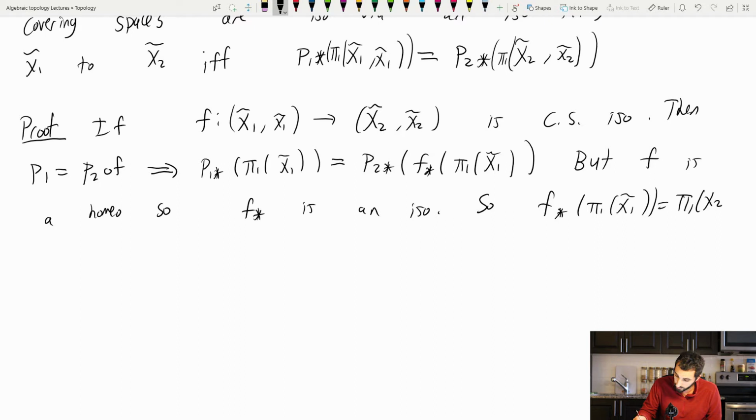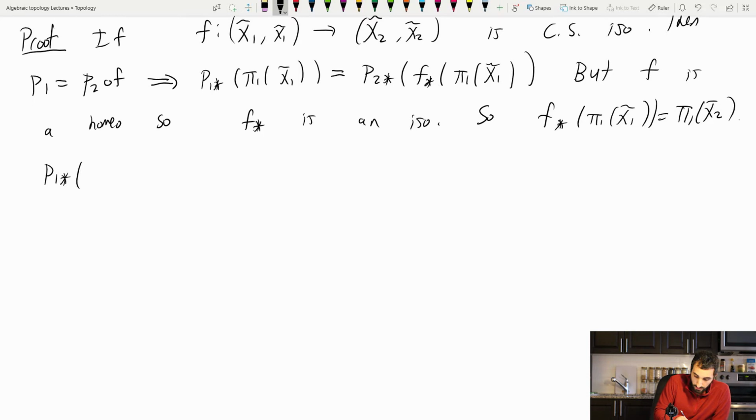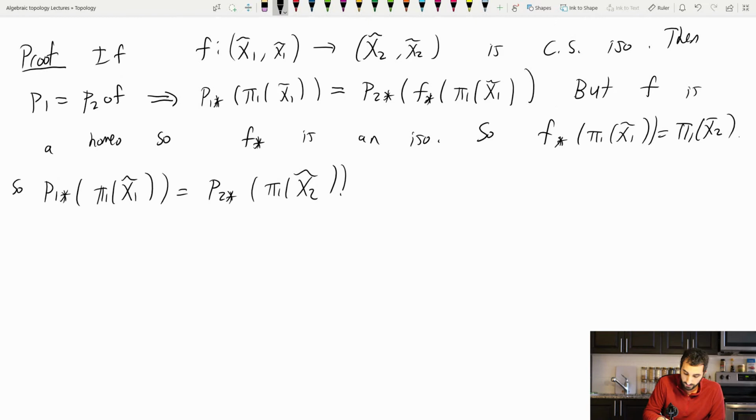And so, p1 star of pi1 of x1 twiddle is equal to p2 star of pi1 of x2 twiddle. And that's all we needed. That's one direction of the proof. The other direction is more interesting and also a little bit complicated. It's not too long, but it's one of these almost tautological things. So let's go the other way.